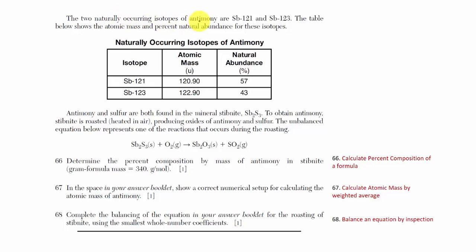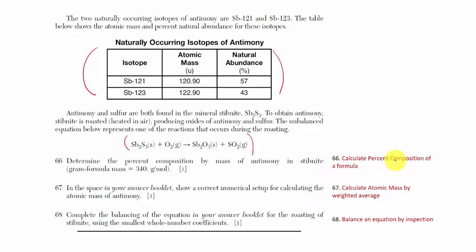Two naturally occurring isotopes of antimony, antimony 121 and antimony 123, are provided for you, and there's a table here that gives the identity of the isotopes with their atomic mass values and their natural abundances. A little bit more information is provided, and also an equation showing a reaction between antimony sulfide and oxygen, producing another type of antimony oxide and sulfur dioxide. Three questions associated with this information.